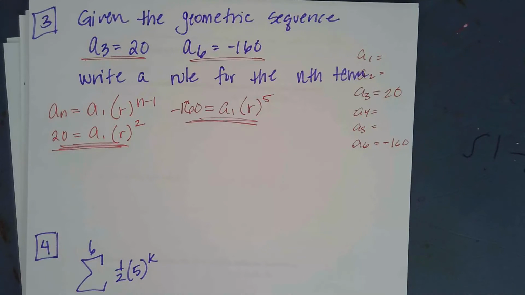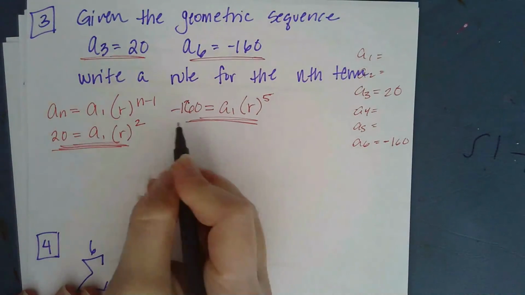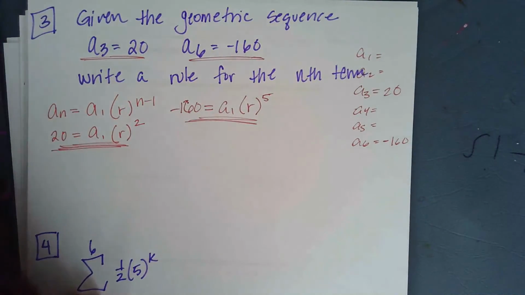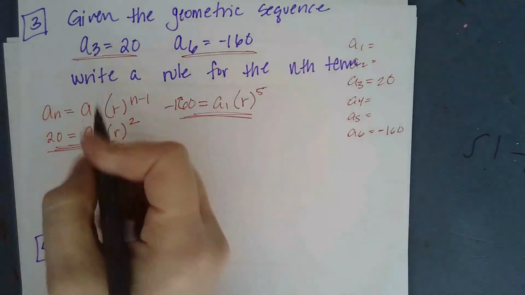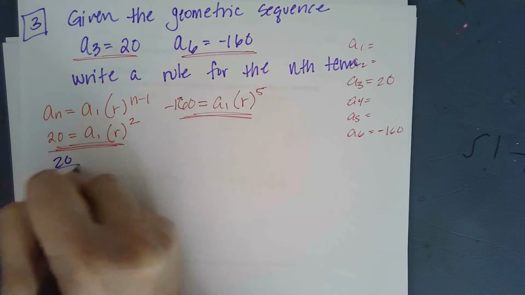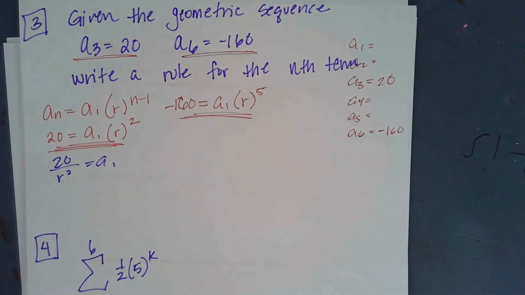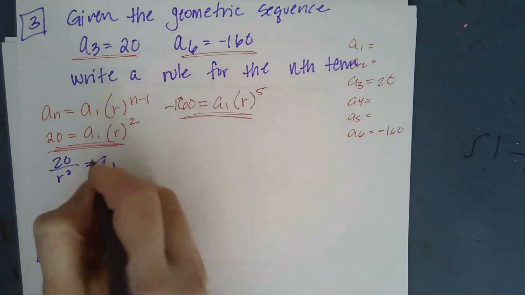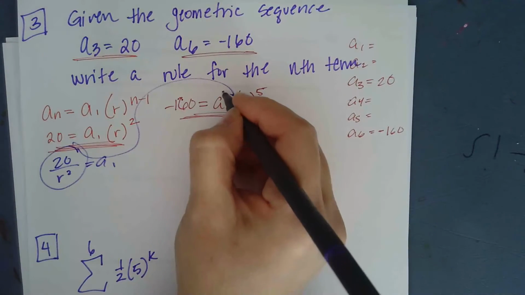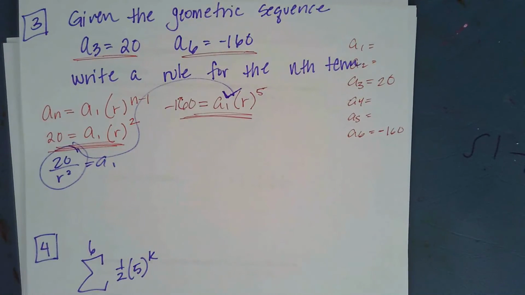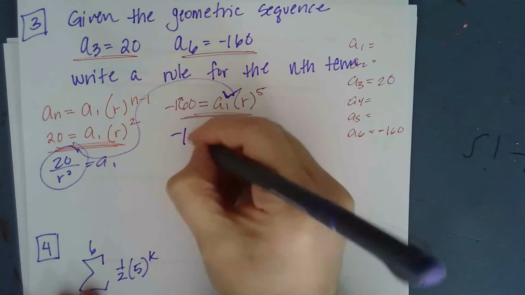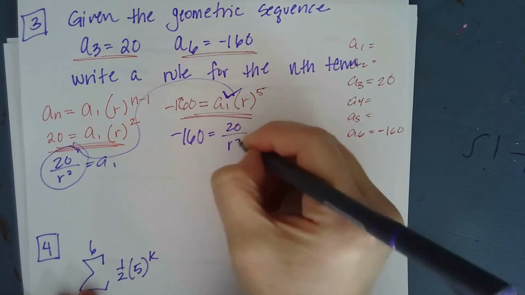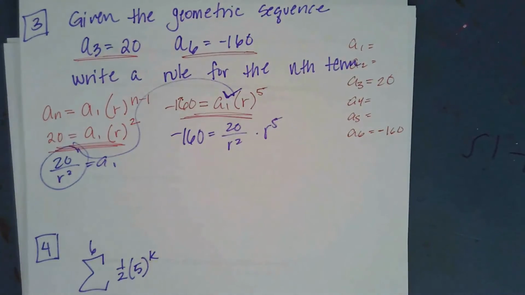The easiest way to do this is to solve the system via substitution. I'm going to take one of my equations, starting with what I think is the easier of the two, since negative 160 is a little scary, r to the 5th maybe. I'm going to solve it for a sub 1, so I'm just going to divide both sides by r squared. Once I do that, I'm going to plug this into my other equation using the substitution property. I solved this equation for a sub 1, and I'm going to plug it back into this equation where I see a sub 1.